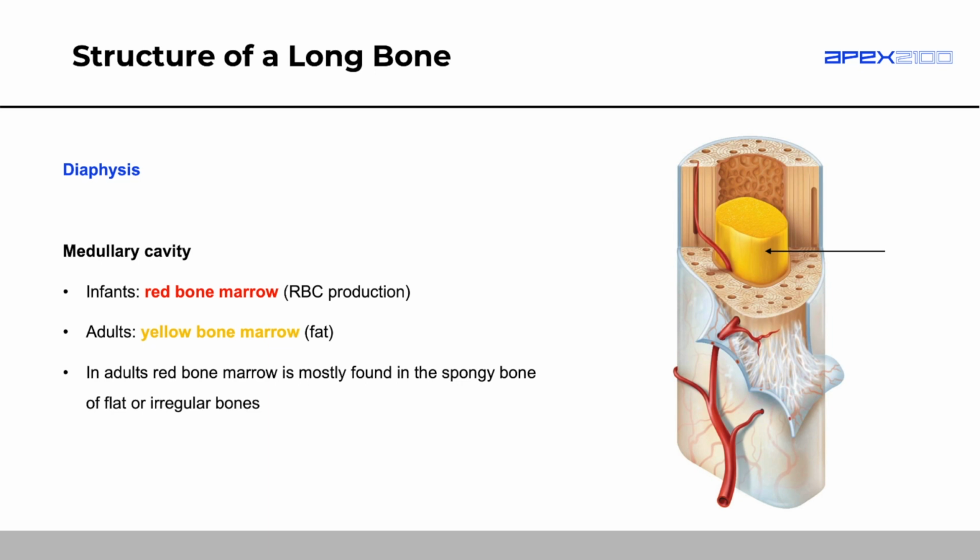So this right here, we're looking at a long bone. But if we were looking at a flat bone like the scapula or an irregular bone like the vertebrae, that's where in adults we're producing our red blood cells. It's not necessarily coming from the long bones.